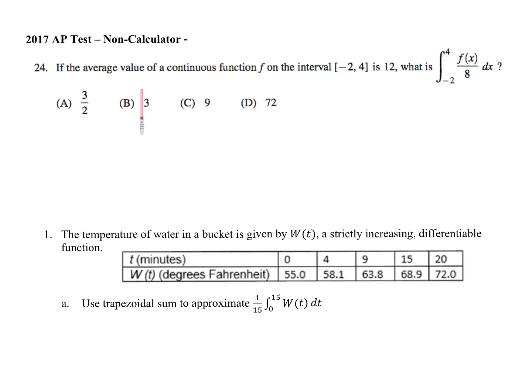24. They're a little ornery on this one. 2017. Look what they gave us here. If the average value is 12, they gave us the average value. They want to know what this is. You're like, okay, I know what average value is. I know average value. And maybe I'm just going to remind myself.